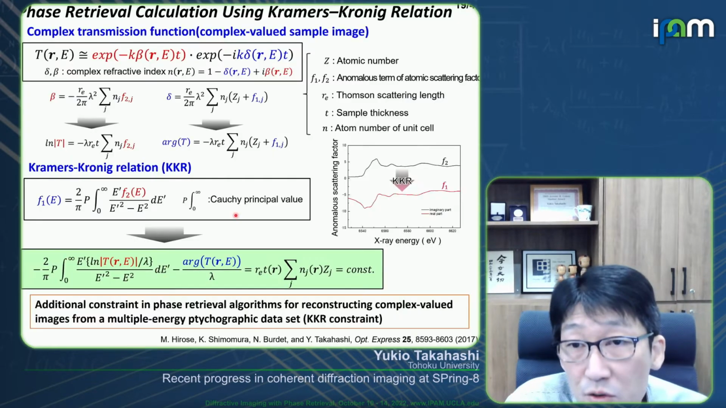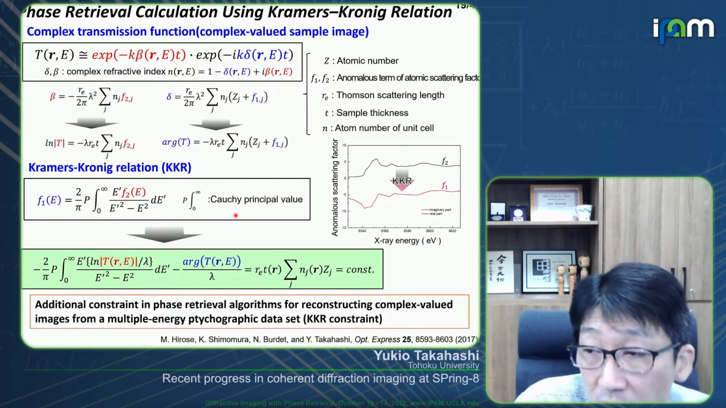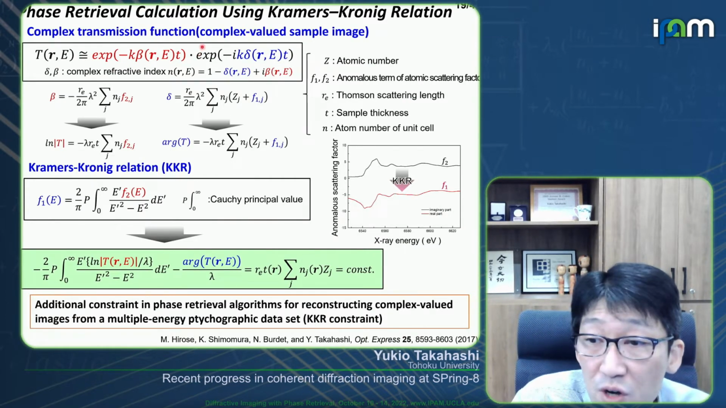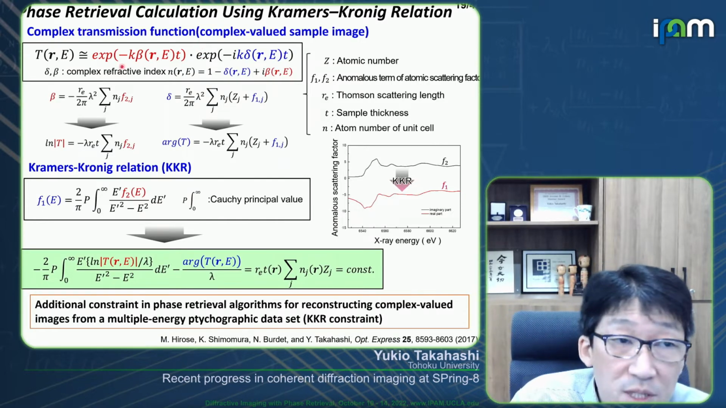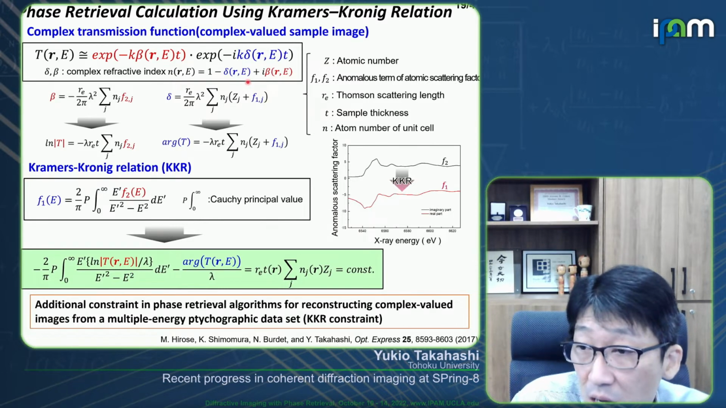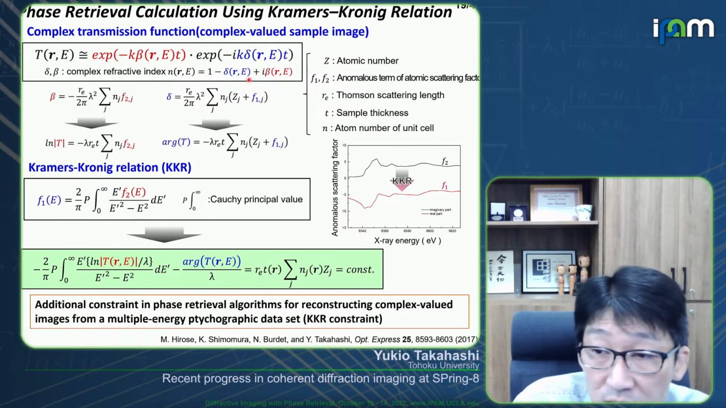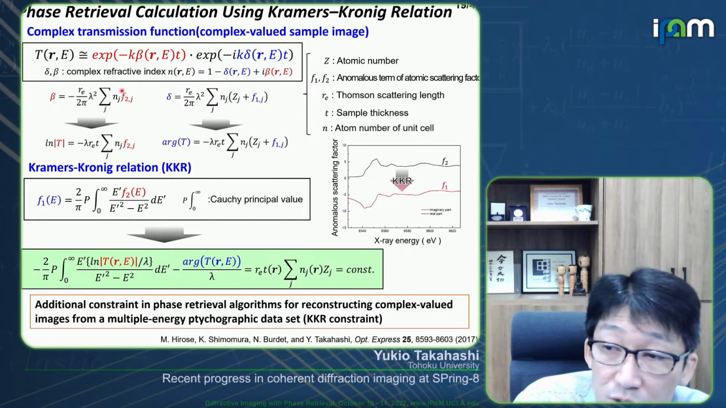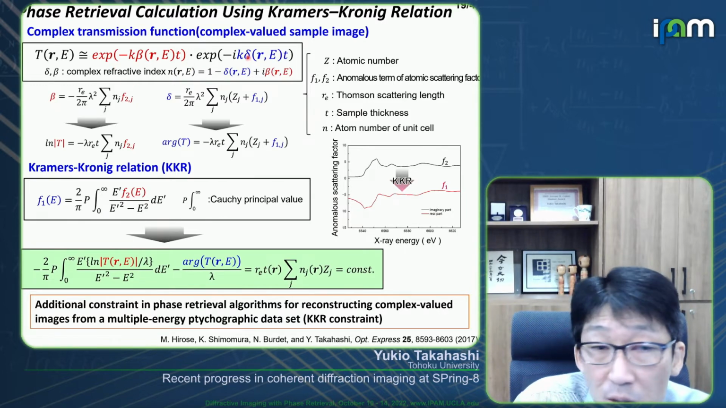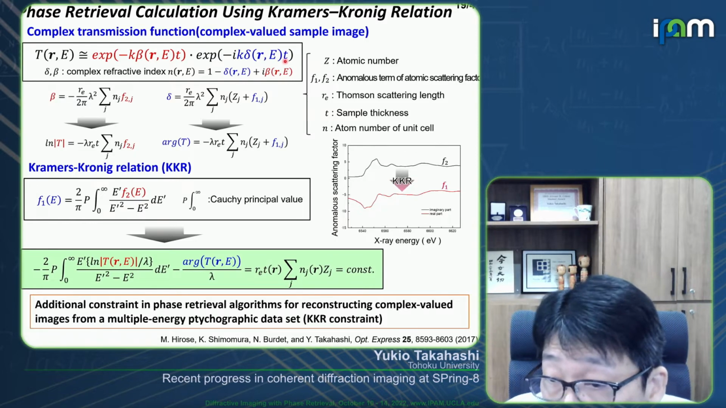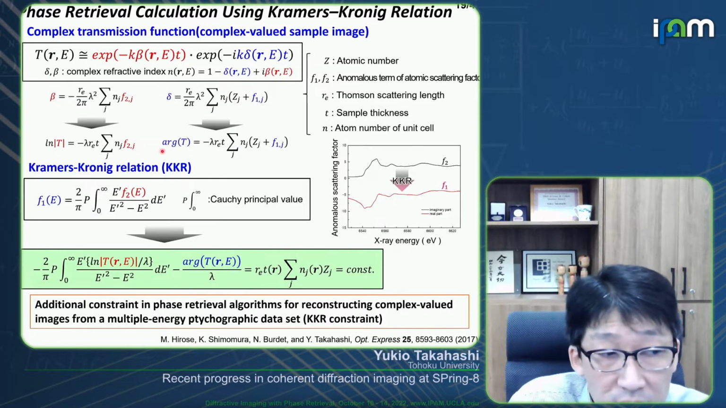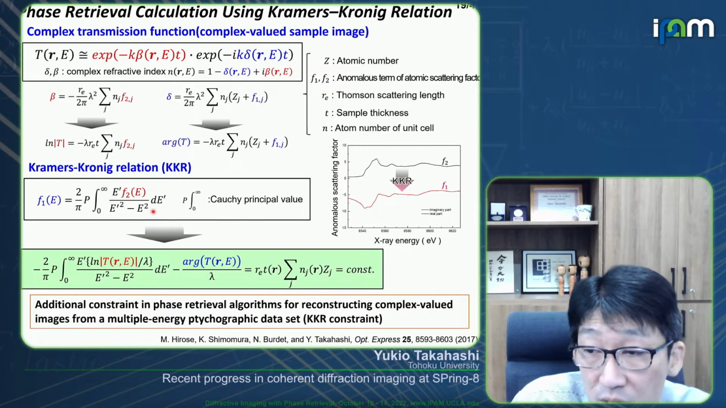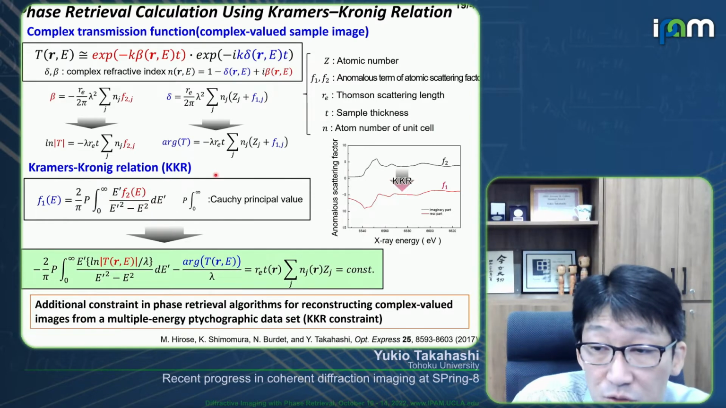So in order to improve the convergence of phase retrieval, here we propose the use of Kramers-Kronig relation in the phase retrieval calculation. In X-ray ptychography, the complex transmission function is reconstructed as a sample image, which is expressed as this equation. The red part is the amplitude term, and the blue part is the phase term. The beta and the delta are described using the normal dispersion term of the scattering factor as shown here. So the f1 spectrum is related to the f2 spectrum. This is known as the Kramers-Kronig relation.